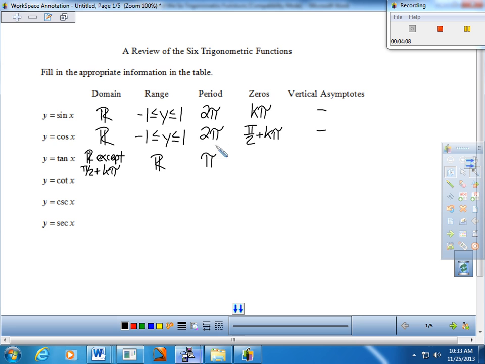Zeros, again, if you take a look at that function, if you still have it on the graphing calculator, I think you're probably seeing a 0 at 0, pi, and 2 pi. So that's, I believe, what we got as our conclusion. And then obviously we do see vertical asymptotes wherever we have exclusions from the domain. So certainly you're going to see a vertical asymptote at pi over 2 because it's undefined there, and then every pi before and after it.